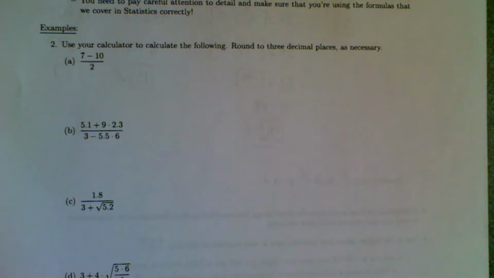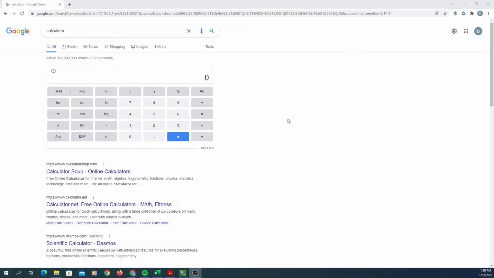Okay, so I'm going to go ahead and work out this solution now. I've got this calculator up. I want to do part A, 7 minus 10 divided by 2. In order to do that, I need parentheses around the numerator. So I'm going to open up a set of parentheses, do 7 minus 10, close the parentheses, and then divide by 2. Okay, that's how I want to type it into the calculator.